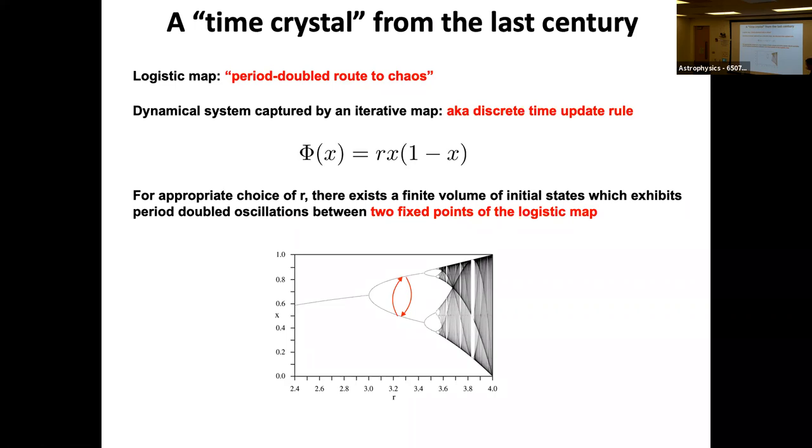So what is a logistic map? There are many different versions. This is the one I know best. It's a dynamical system that's characterized by some iterative map.